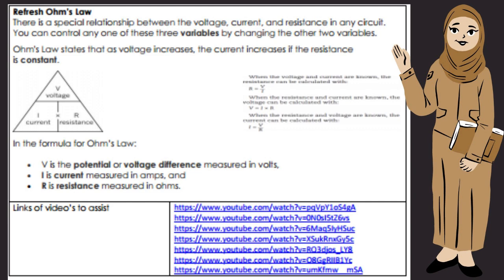Refresh Ohm's law. There is a special relationship between the voltage, current, and resistance in any circuit. You can control any one of these 3 variables by changing the other 2 variables. Ohm's law states that as voltage increases, the current increases if the resistance is constant. In the formula for Ohm's law, V is the potential or voltage difference measured in volts, I is current measured in amps and R is resistance measured in ohms.